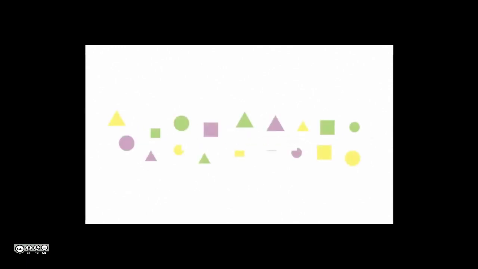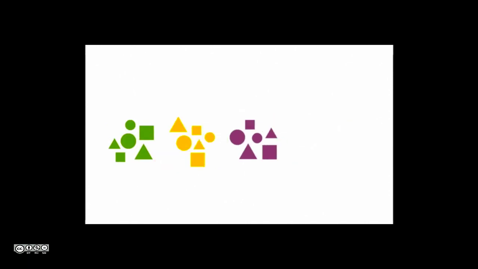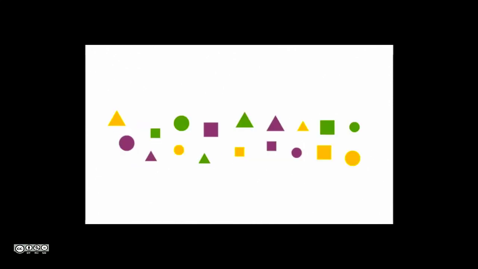Look at the shapes in front of you and organize them into groups, thinking about the logic of what you're doing. You may have noticed a few things. There are different ways to sort the shapes. You can sort them by shape, and you can sort them by color. You can sort them by size, and you can have more groups or less groups.